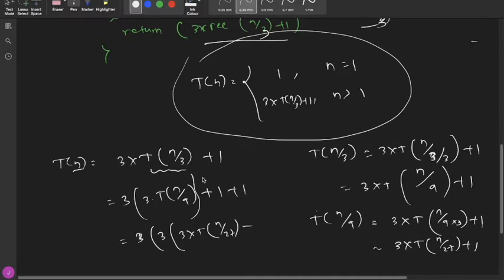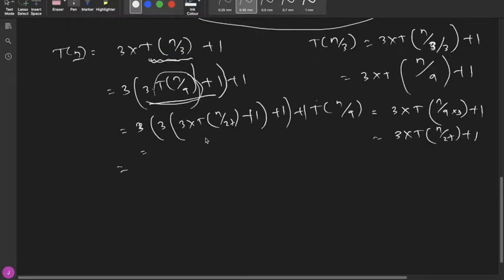Sorry, here one I have left. This will be inside a bracket, because this term I am replacing. Then plus 1 will be there, then plus 1 will be here. In this manner you can see the pattern.